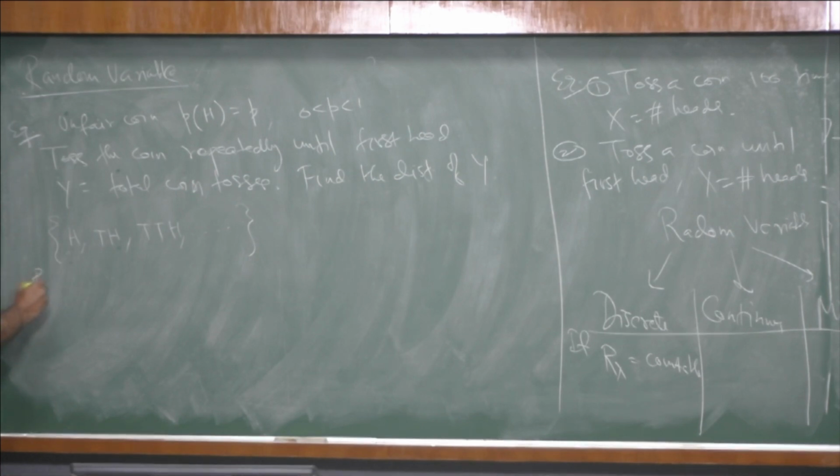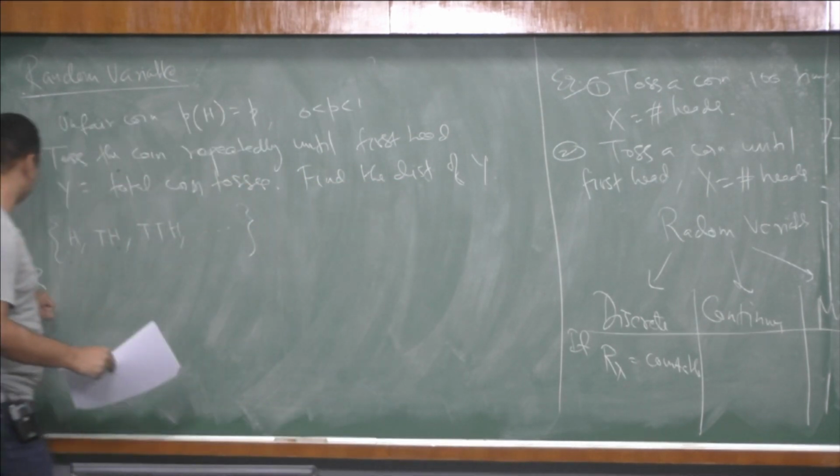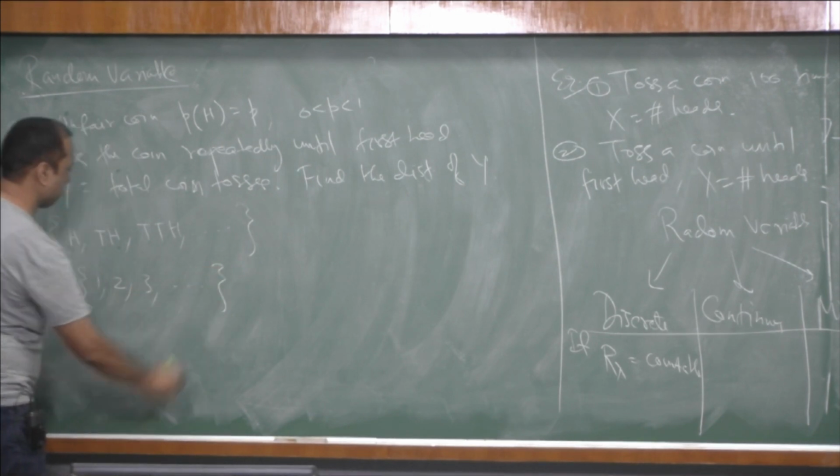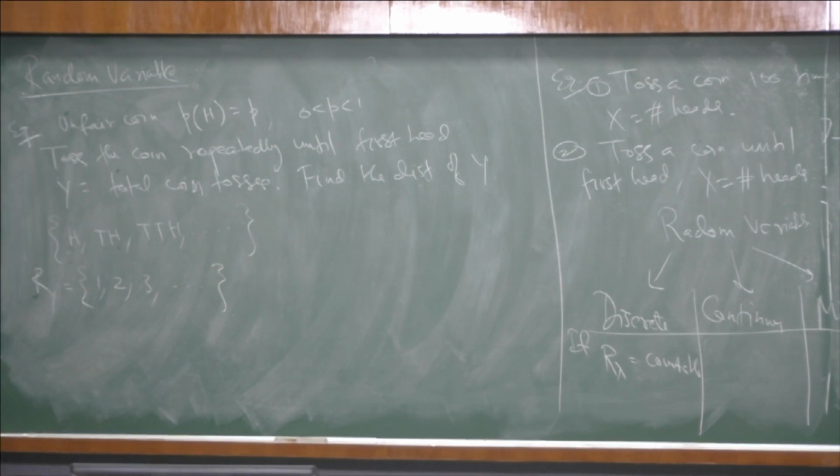Whenever someone asks you to find a distribution, the first step is to write the range of Y. So what are the possibilities? I got a head in the first toss itself, that is Y equals 1; in the second coin toss, 2; third coin toss, 3; and so on. So the range of Y is the natural numbers, so obviously it's countable. This is a discrete random variable.